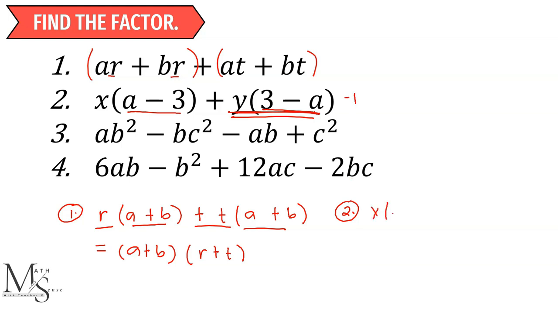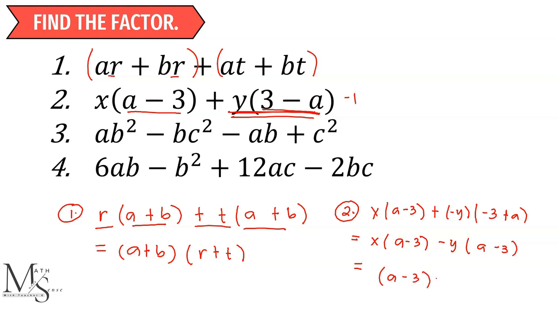So it will now become x times A minus 3 plus negative 1 times y is negative y times negative 1 times 3 is negative 3. Negative 1 times A is positive A. Now we can rewrite it as x times A minus 3 minus y times positive A minus 3. Our common factor is A minus 3, and the other factor would be x minus y.